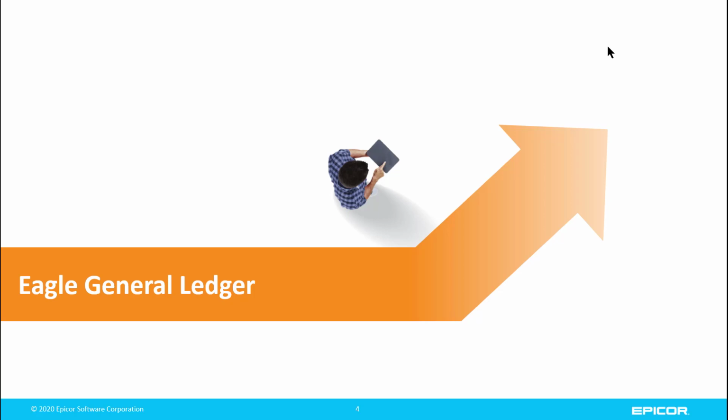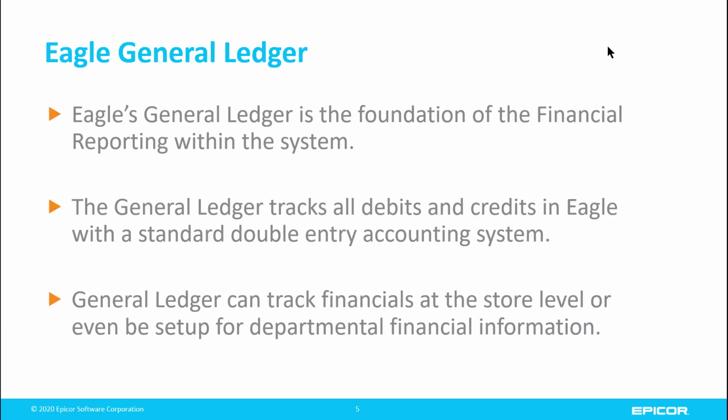Now the Eagle General Ledger. This portion is our foundation of the financial reporting. So all debits, credits, standard double entry accounting is part of the package. We always want to know where the money's coming from, where is it going to. That way we can easily build either a simple balance sheet or a full financial, depending on how detailed and how many GL accounts need to be included.